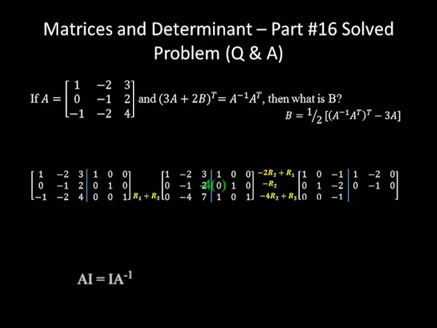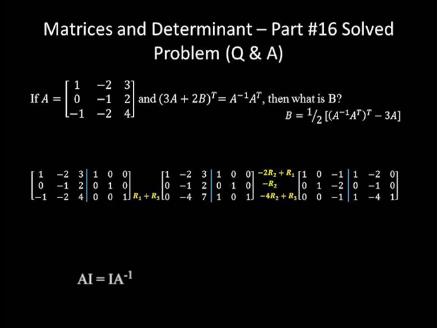Negative 4 times 0 is 0. 0 plus 1 is 1. Negative 4 times 1 is negative 4. Negative 4 plus 0 is negative 4. Negative 4 times 0 is 0. 0 plus 1 gives us 1.